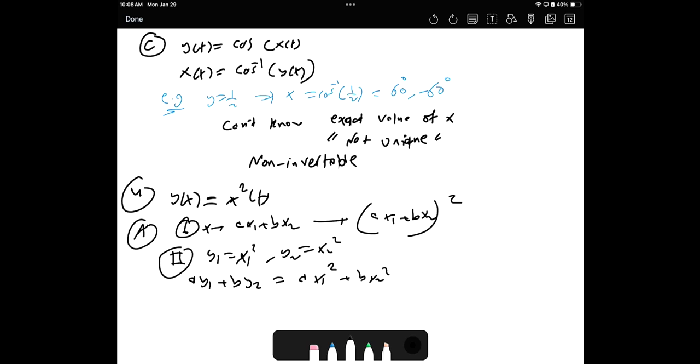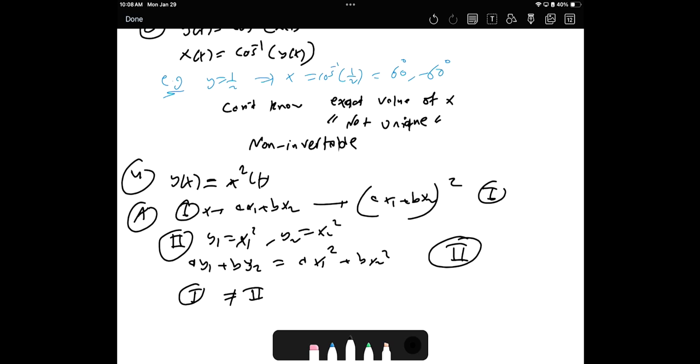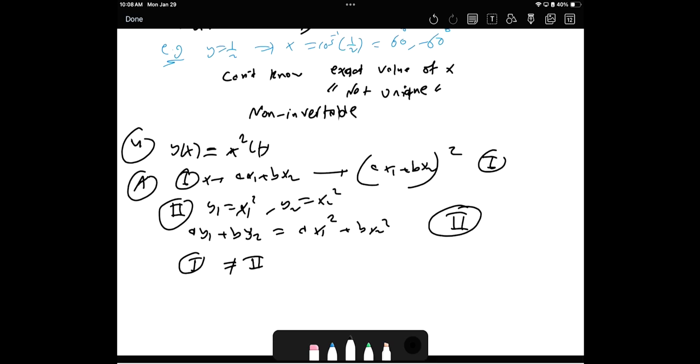Number 1 and number 2 are not equal to each other, right? Because the square in number 1 applies to everything, while number 2 is different. So therefore, it is nonlinear.